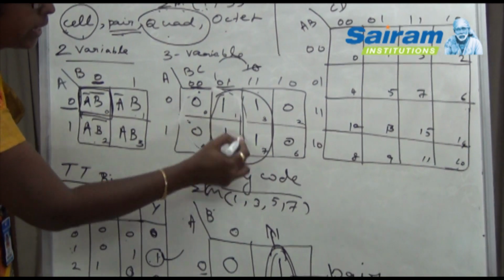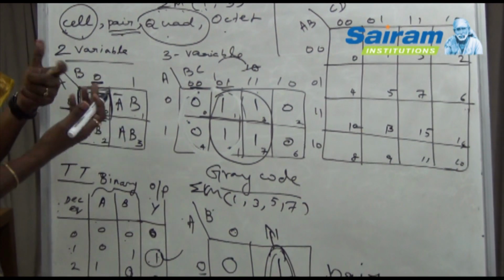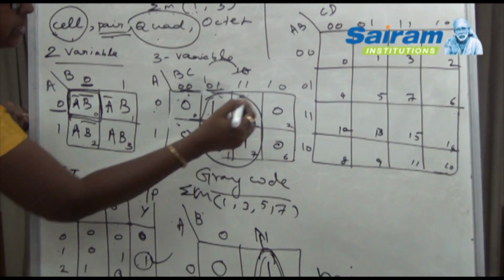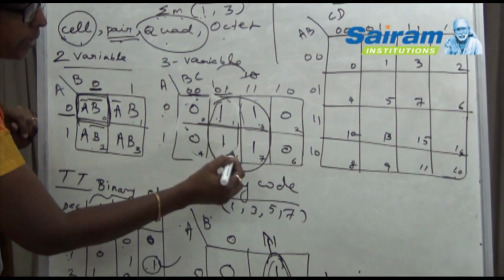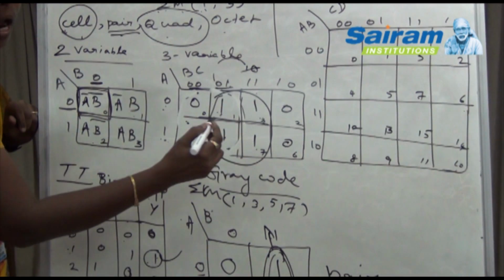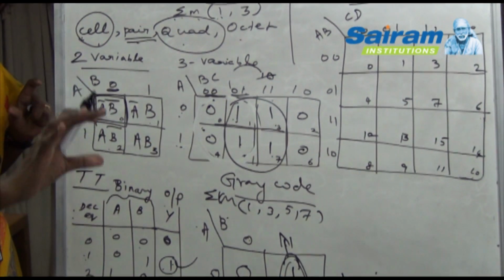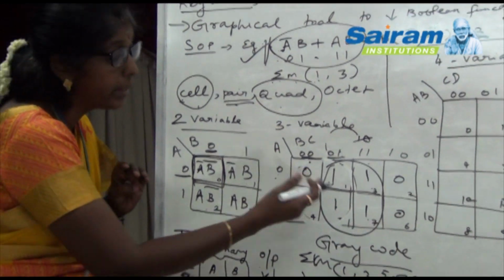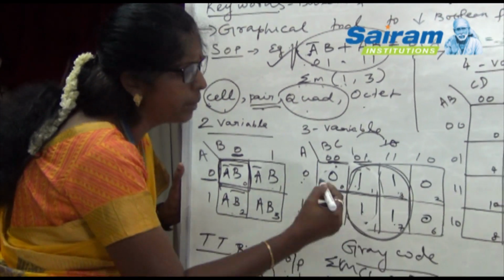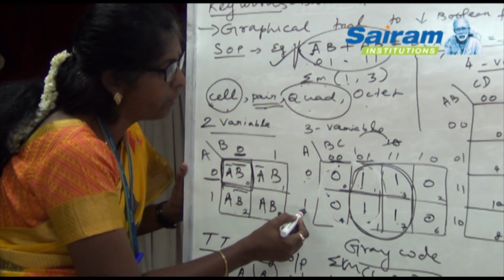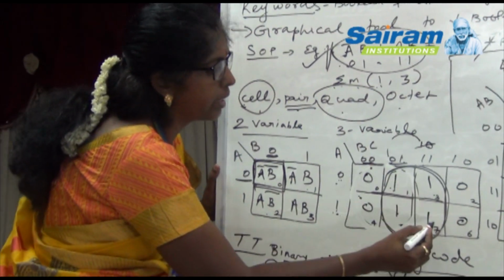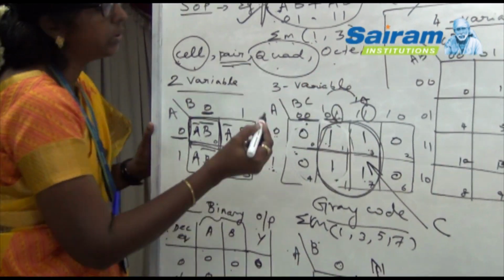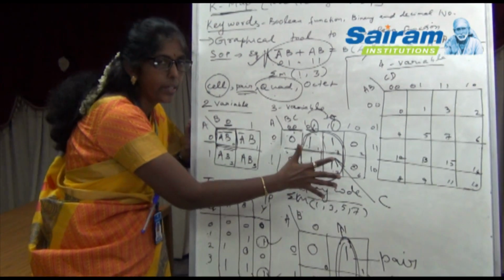This quad is equivalent to, if I am writing the expression, for this one A bar B bar C, for this one A bar B C, for this one A B bar C, and for this one A B C. After writing all those four values, I have to use the complementary law and so on to reduce that. But in this case, I can simply say A bar and A will get cancelled, B bar and B will get cancelled, and the answer for this quad is C alone.